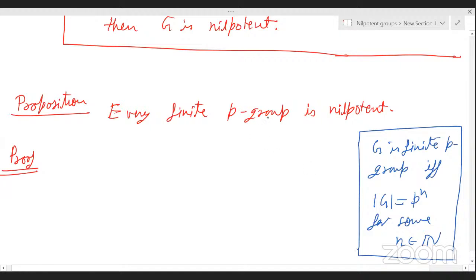So actually what is a P group? A group is called a P group if we take any element of the group, then the order of that element is a power of P. Then that group is called a P group. So if you have a finite P group, then the order of the group will be P to the power n. Okay.